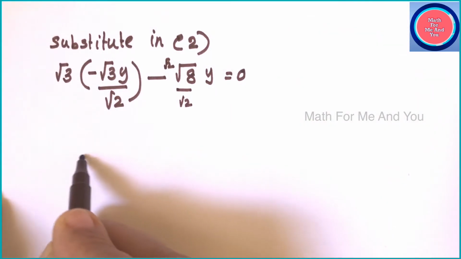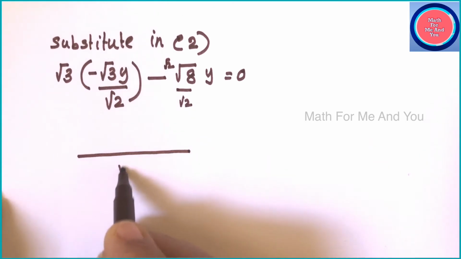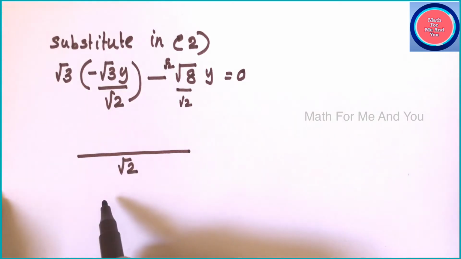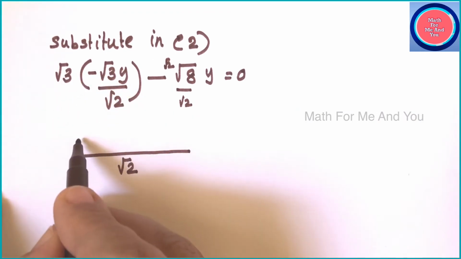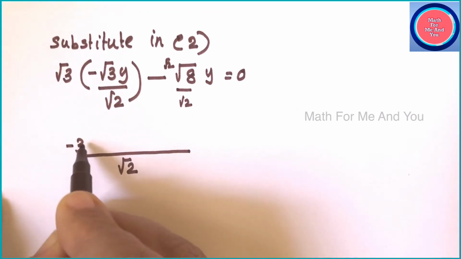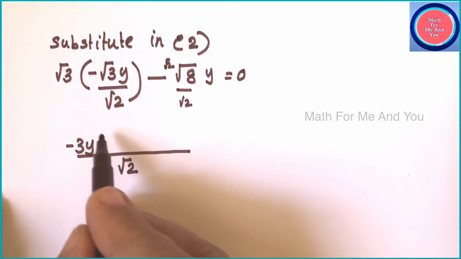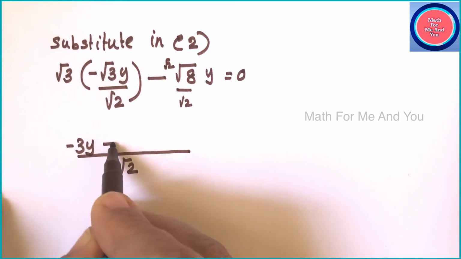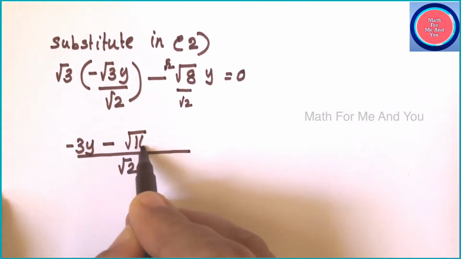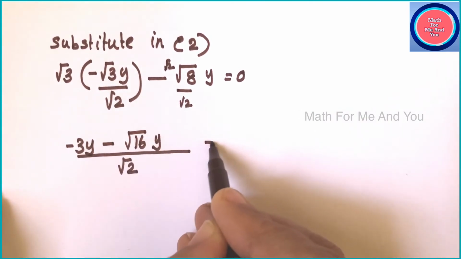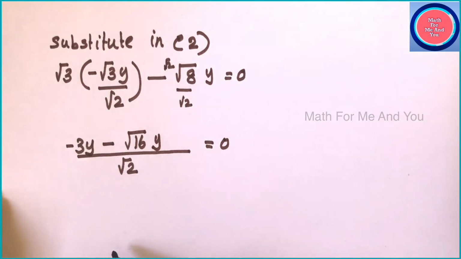Then we can write the denominator is root 2, the common denominator, and the numerator is root 3 times minus root 3. It is minus 3y. Root 3 times root 3 is 3. And then minus root 2 times root 8, it is root 16. y is equal to 0.